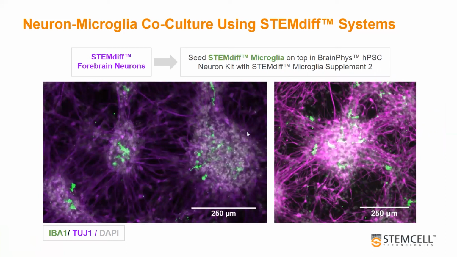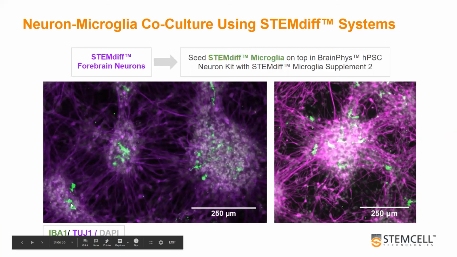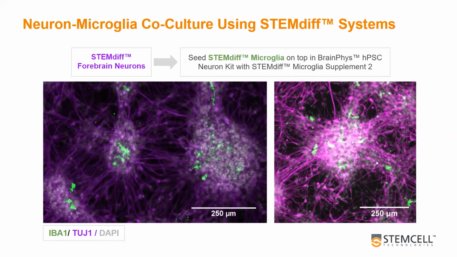Our preliminary tests showed that our forebrain neurons and microglia can be co-cultured together with modified BrainPhys neuronal medium. Here we used IBA1 to stain microglia and TUJ1 for the neurons.